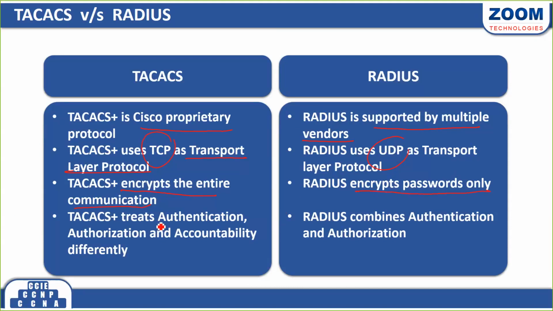So TACACS treats authentication, authorization, and accounting differently. Authentication method is different, authorization method is different, and accounting is different. But RADIUS combines authentication and authorization. So both in one method.